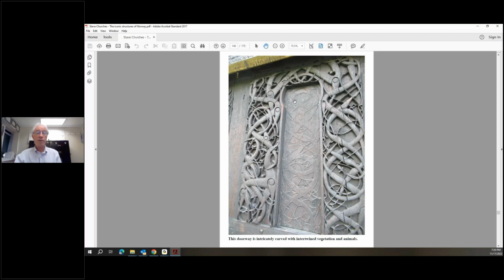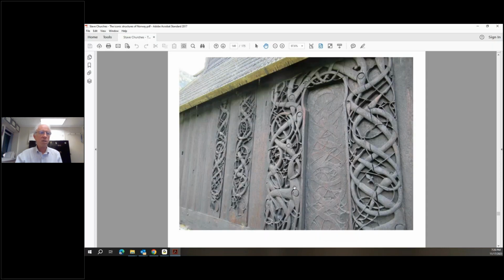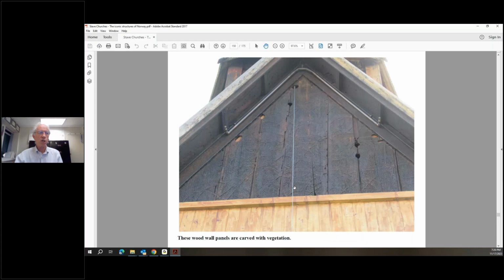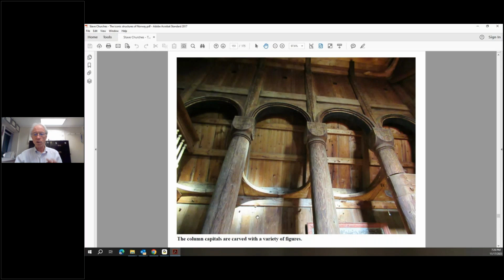This is the portal going into the church, very intricately carved. Even the door itself is carved, not in the kind of relief as the portal, but beautifully done. And even this gable, you can see the vegetation on the surface. It's a little eroded, but beautiful. All of the column capitals in the church are carved on all four sides with various different figures.